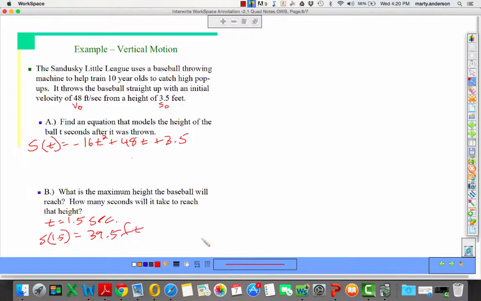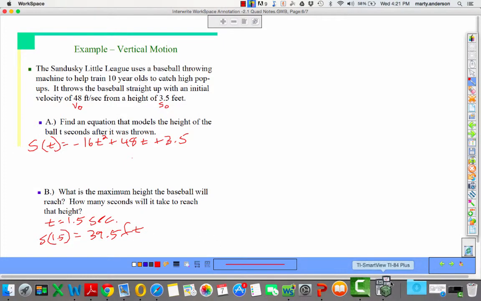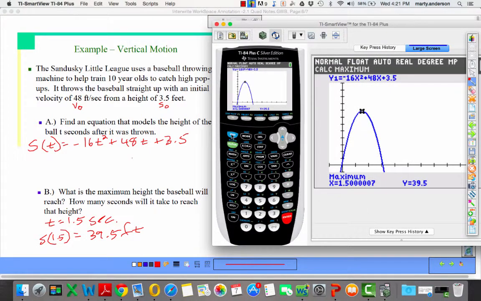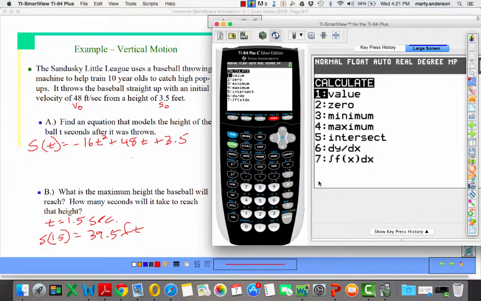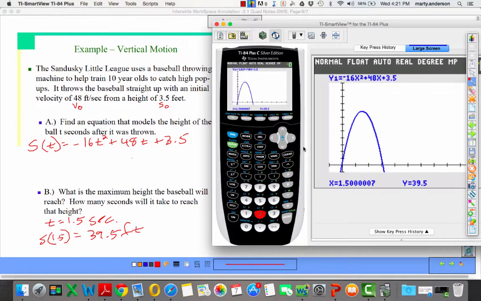Incidentally, how could we figure out what time it hits the ground? Run back over here. I think we have a button that will do that. I could calculate the 0. Hey, the 0, that's an x-intercept. Hey, the 0 is also the root of the equation. Holy cow, have we said that?